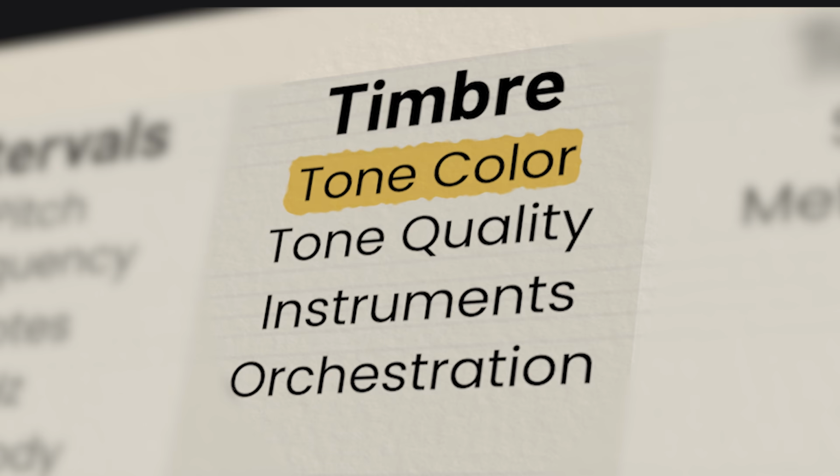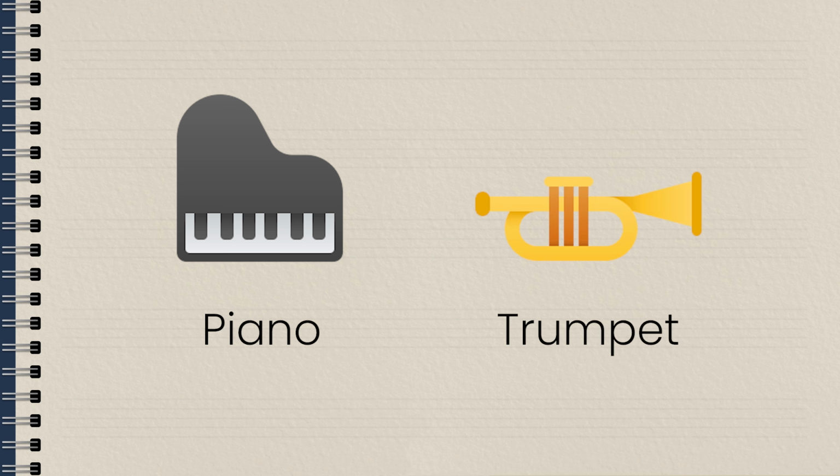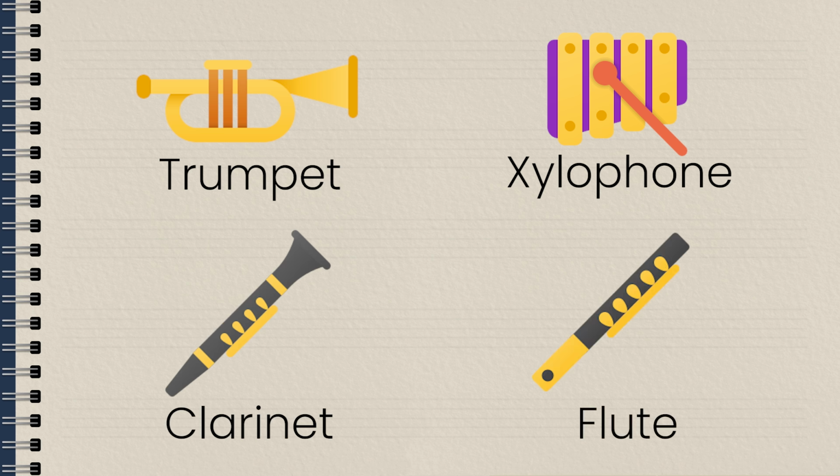Timbre, or the color or quality of sound, is the element that allows us to distinguish between the sounds of different instruments, such as a piano and a trumpet, or the voices of different singers. For instance, a piano produces a bright, percussive sound, while a trumpet produces a brassy, resonant sound. In the following example, the melody of Happy Birthday is played using various instruments: trumpet, xylophone, clarinet, and flute. Note that the rhythm and intervals are the same as in the previous example played by the piano, but the timbre is different.